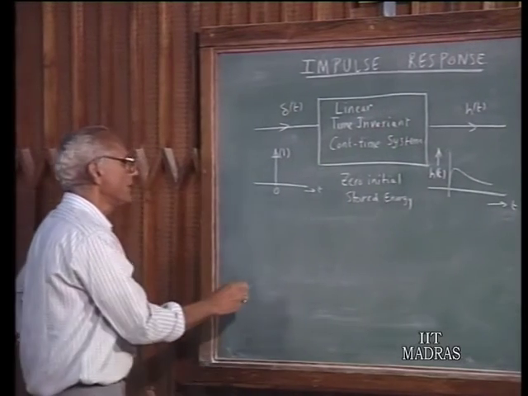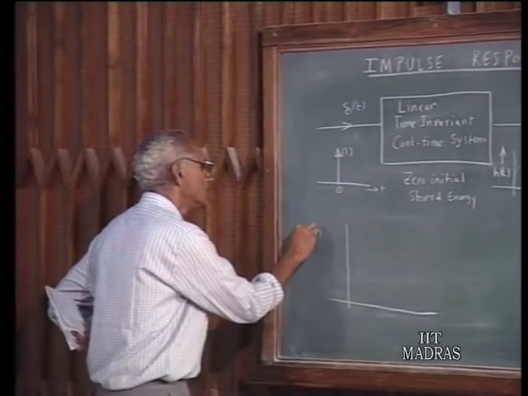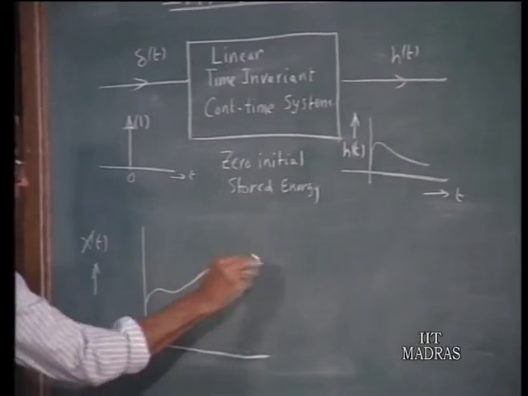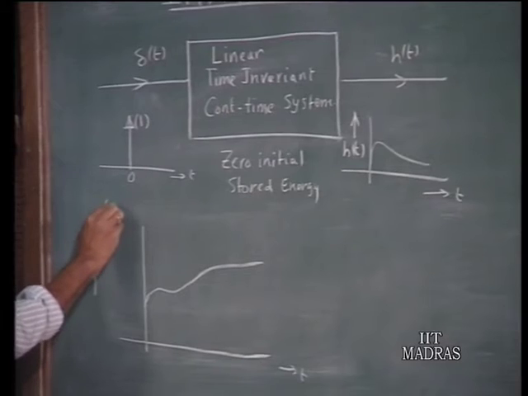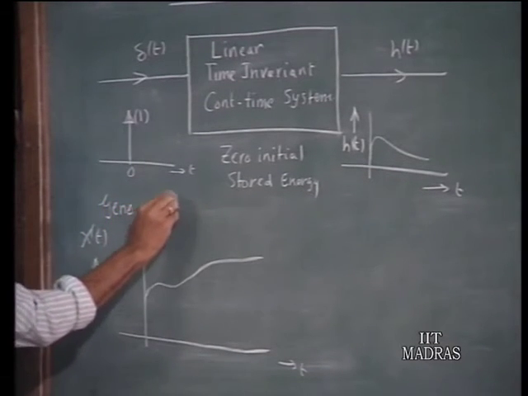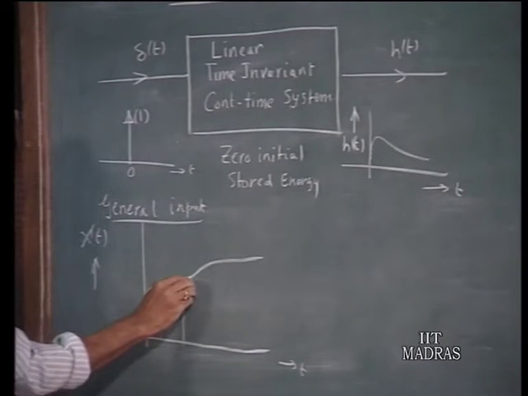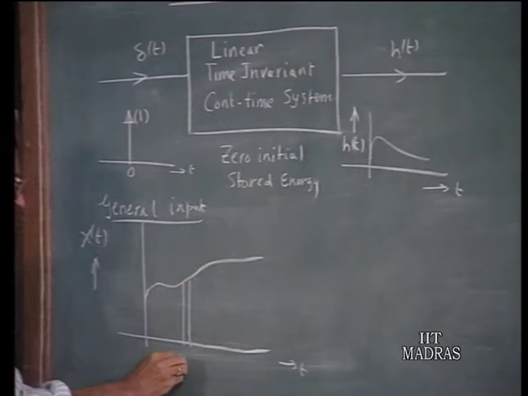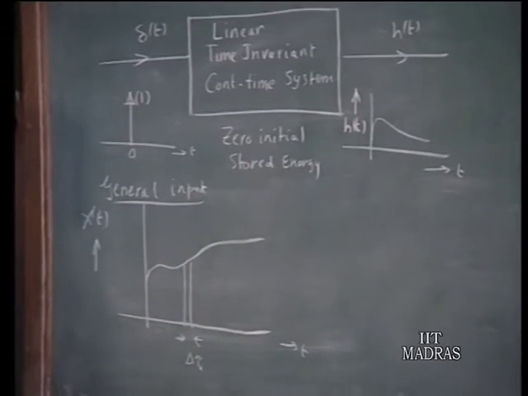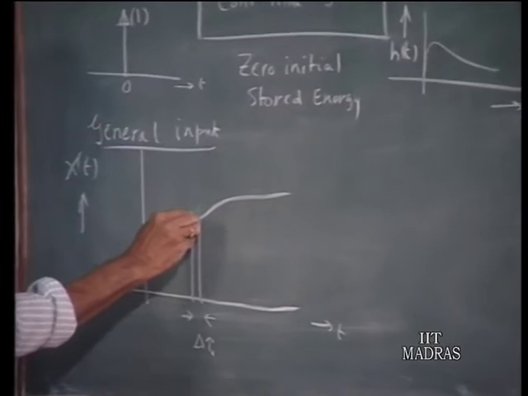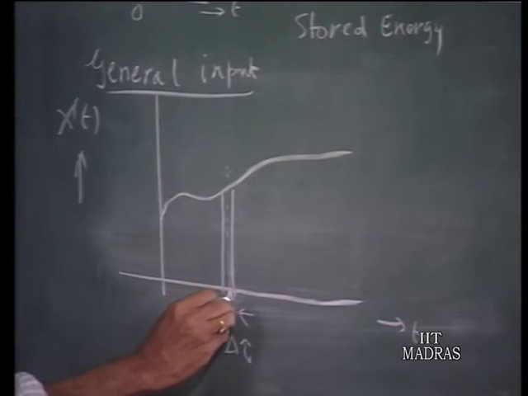Okay. Now, any arbitrary x of t given as an input, something like this, this is a general input, can always be thought of as follows. Suppose you take a small narrow section of width delta tau, and let the center of this be called tau I.